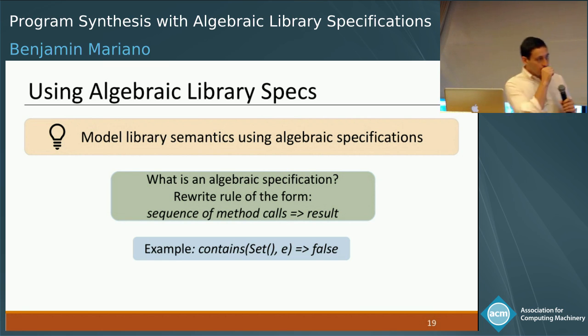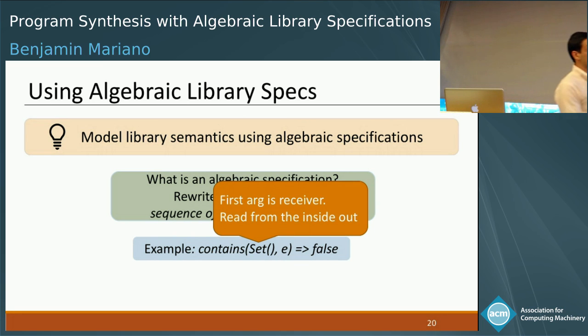So let's show you an example for the set class we're talking about. How we can read this rule is that if we create a set with the empty constructor and then ask if it contains some element E, that's always going to evaluate to false because it's an empty set. You'll notice that in the notation we're using here, the first argument is actually the receiver. And so when we're reading this, we can read it from the inside out. In other words, first we called the set constructor, and then we asked if it contains this element E.